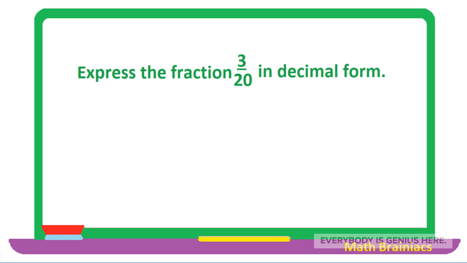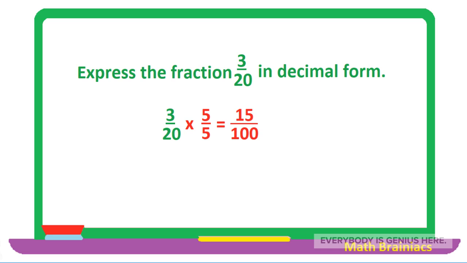Let us work on another example so that you can fully understand the lesson. Express the fraction 3/20 in decimal form. The steps will always be the same. We're going to look for the factor that will make the denominator equivalent to 100. And whatever number we multiply with the denominator, we need to multiply it also with the numerator. Accordingly, if we multiply the denominator by 5, it will give us our target to make the denominator equivalent to 100. Therefore, we're going to multiply the 3 by 5 also.